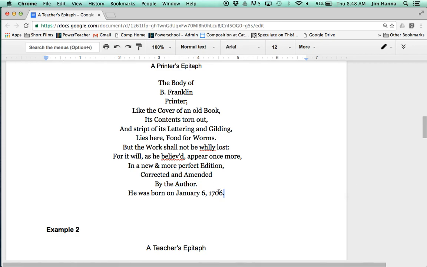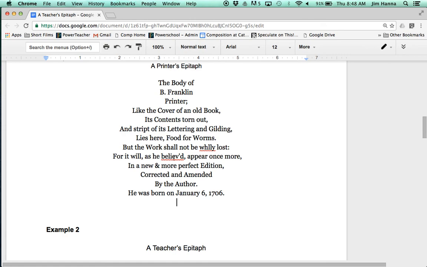So a couple other points here. Since you guys are going to be writing one of these, you want your epitaph to look similar to this. It should have the same number of lines, so that's 13 lines. But you'll notice that a few of these lines are very easy, right? So the body of B. Franklin, printer, those are just a few words on each line. And the last line also, we want to have his birthday.